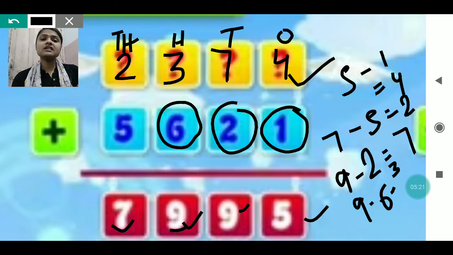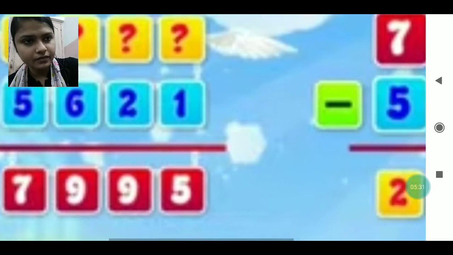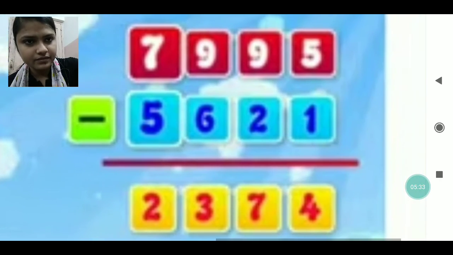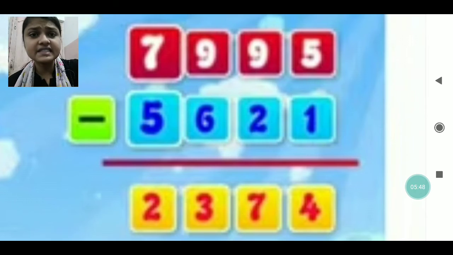So this is how we used to find out the missing numbers. If we are having two numbers, subtract it, you will get the third number. Okay? You can see this only we have got now. What we have done? We have just subtracted the given addend from the total, and we have got the second addend. This is the way you can find the missing numbers.